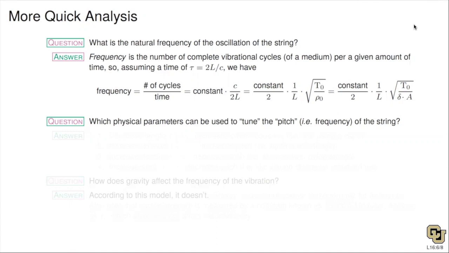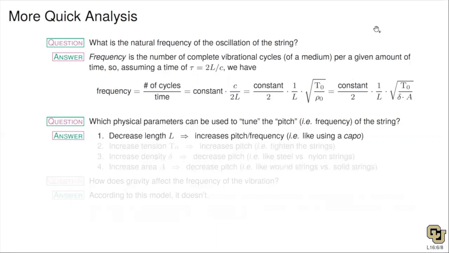Okay, so here now, suppose we decrease the length. So here, suppose we make L smaller. If you make L smaller, 1 over L gets bigger, the frequency increases. So by decreasing the length, on a guitar, this is like using a capo.